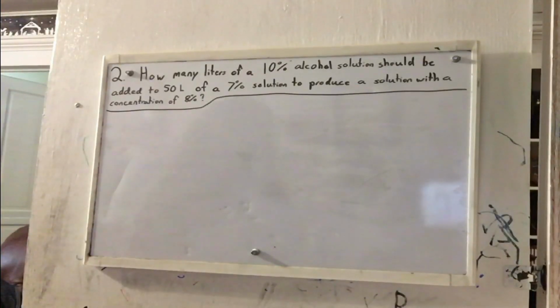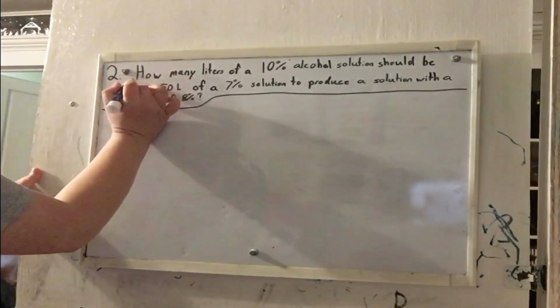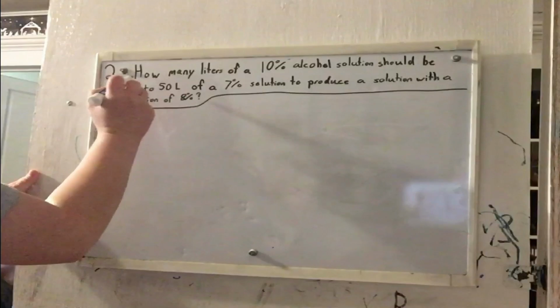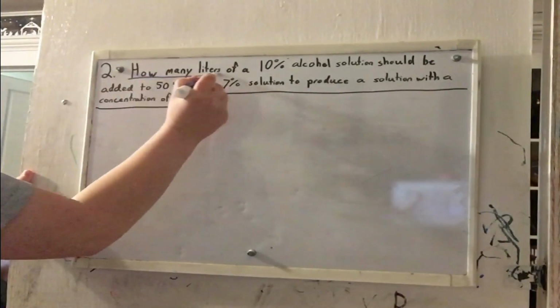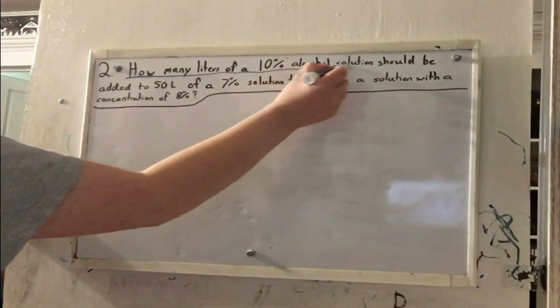This is our second problem. It's a little different than the other one. I'll explain why in a moment. How many liters of a 10% alcohol solution should be added to 50 liters of a 7% solution to produce a solution with a concentration of 8%? We're still going to do the same thing. I'm going to underline our question. What we need to find is the liters of a 10% solution.